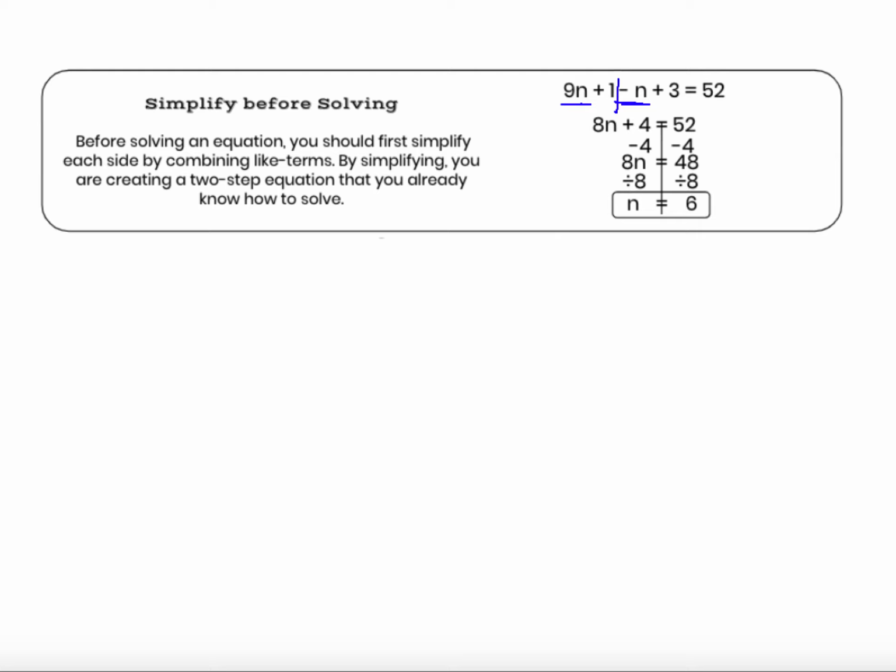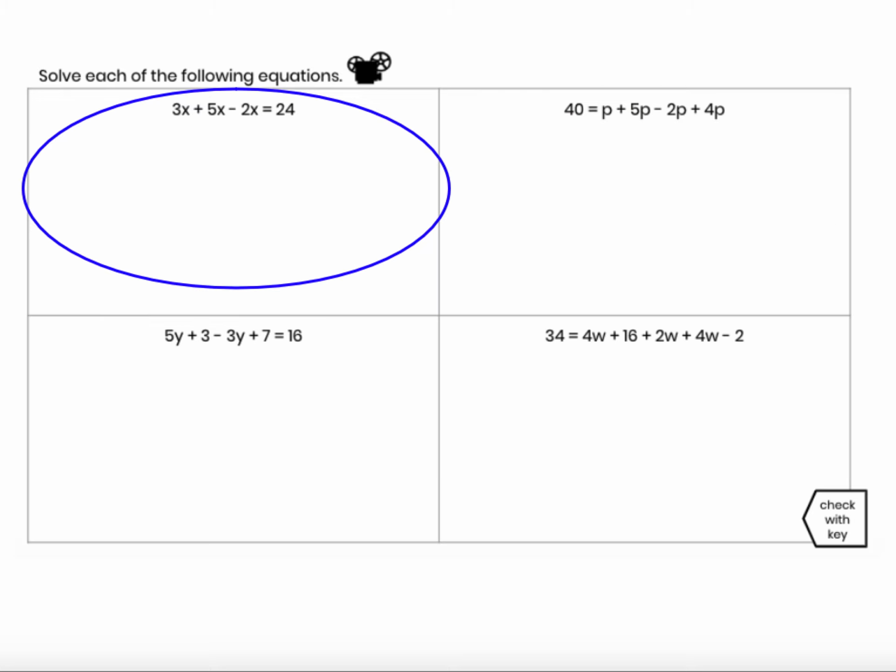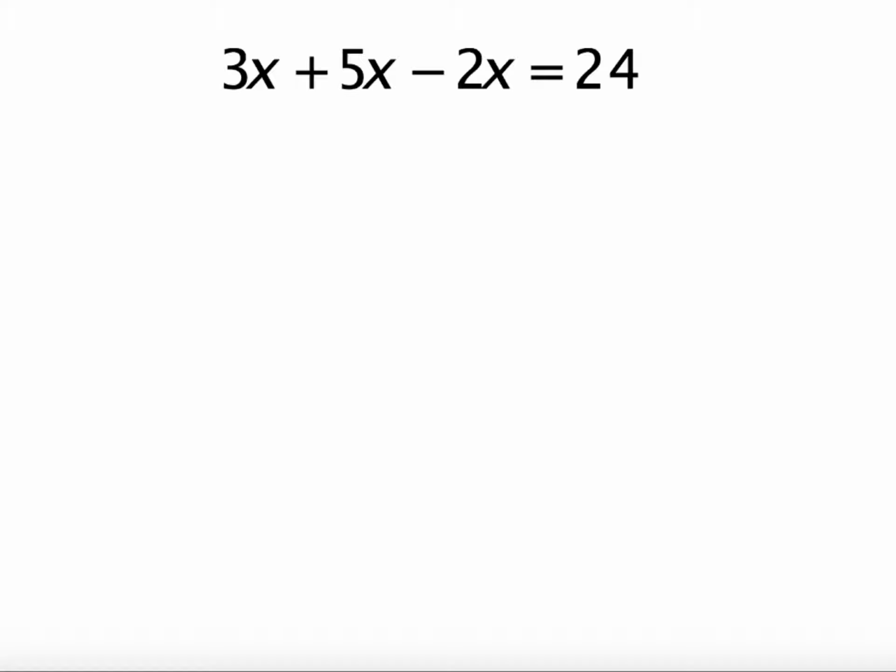Okay, so working on these examples, the first one actually only has one set of like terms, our x terms. So we have 3x plus 5x minus 2x equals 24. Before we perform any inverse operations at all, we need to combine those like terms so that there is only one x term. So 3x plus 5x is 8x. You could go ahead and write that, 8x minus 2x equals 24. I guess I'll do that. Not at all required.